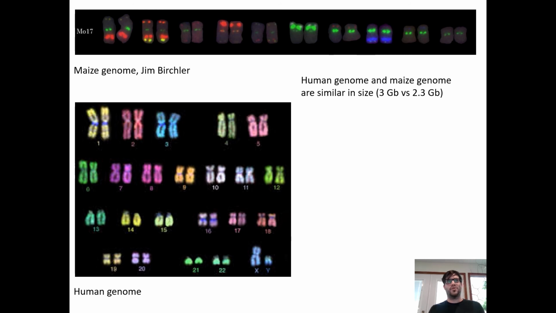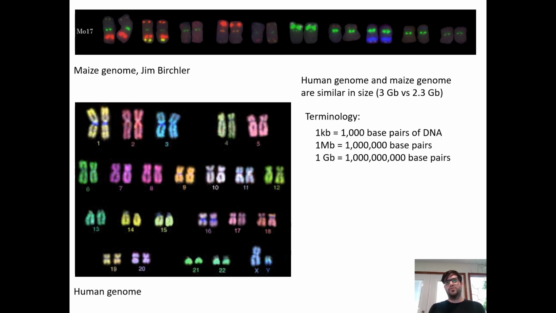What I'm showing here is a karyotype, a splay of all of the chromosomes in a living organism, and the genome is contained within chromosomes. On top here, these are maize or corn chromosomes, and then this is what the human chromosomes look like. Just for a reference point, the human genome and the maize genome are pretty similar in size: 3 gigabases or 3 billion bases versus 2.3 gigabases or 2.3 billion bases. And they contain different elements.